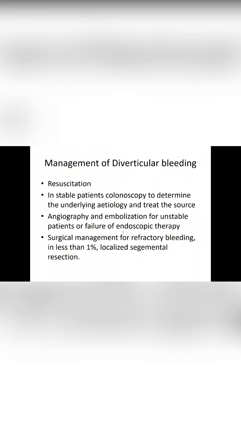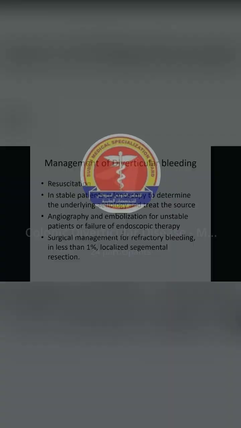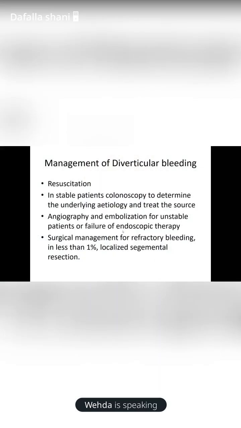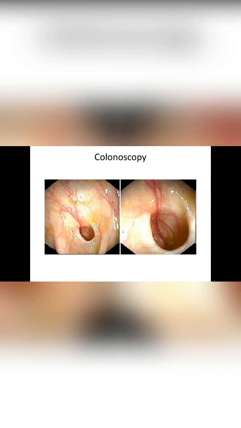A stable patient who responded to resuscitation, but is still having ongoing bleeding. Colonoscopy. Very good. So we'll do a colonoscopy, and that is mainly to confirm the diagnosis, to make sure you're not bleeding from another reason. And we can use it also for the treatment. What treatment can we do using the colonoscopy? So you can see here is the diverticulum.